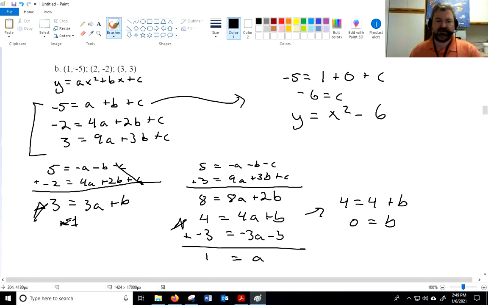And we could just check it by plugging in. Plug in the 1 and -5. 1 squared is 1, minus 6 is -5. Try the 2, -2. 4 minus 6 is -2. And the last one, 3 squared is 9, minus 6 is 3. So we know that it works.